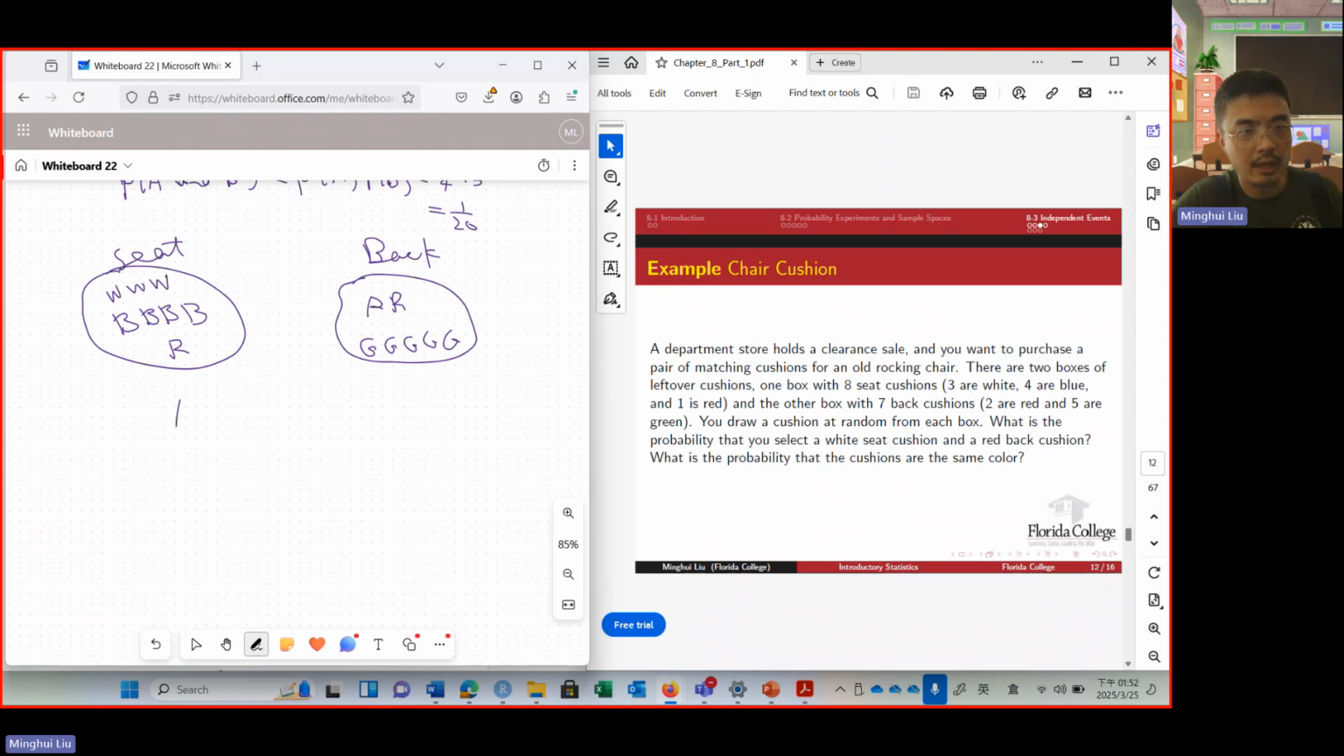Here, let A be a white seat and B be a red back. Again, you can do P of A times P of B, or P of A and B.